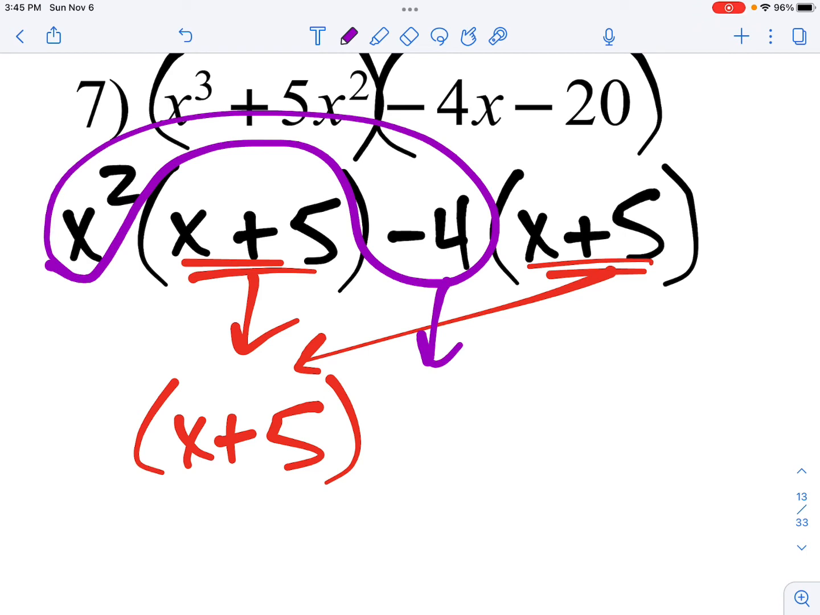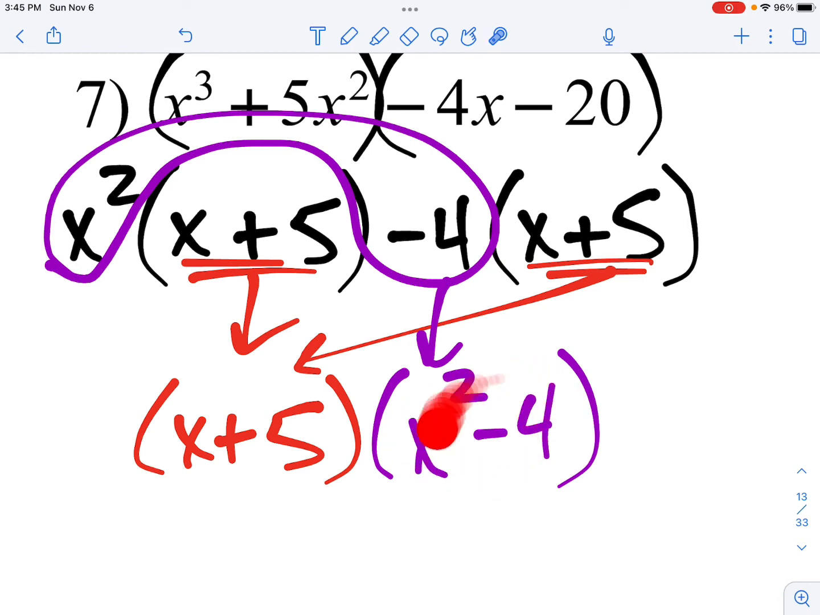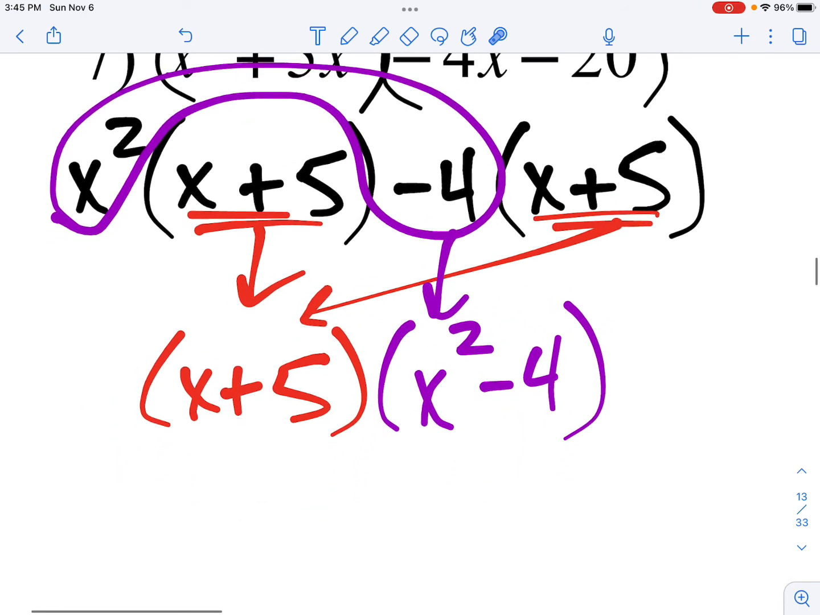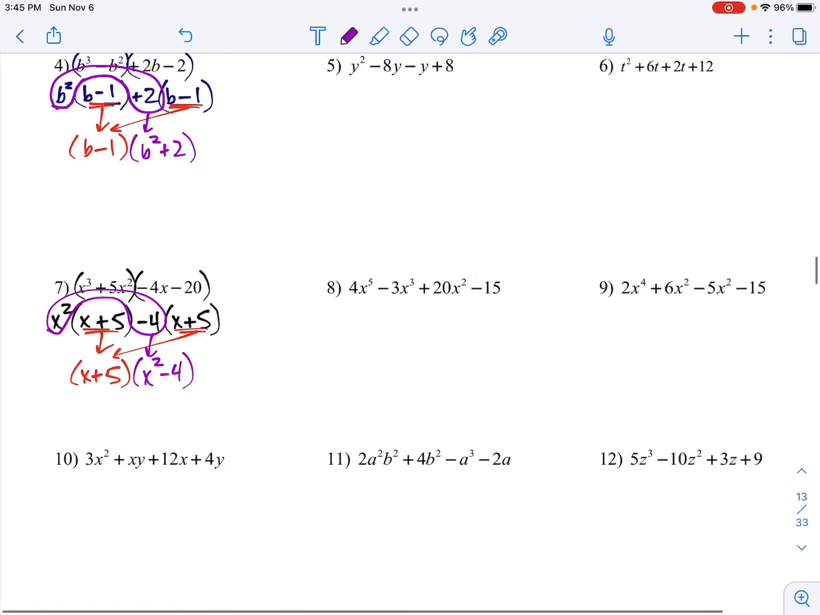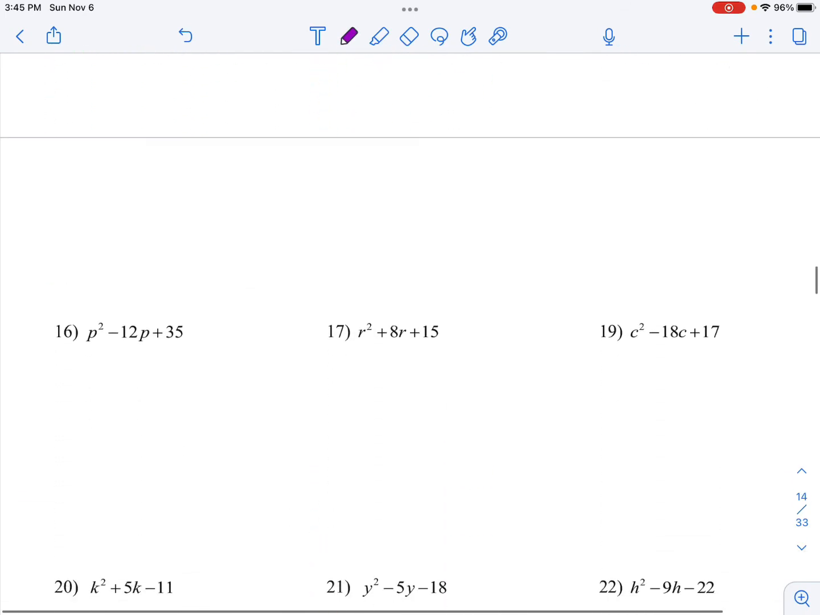X squared minus 4. Now, some of you who are paying super duper attention in Algebra 1 might notice that this factors a little bit more. We'll get to that later. That's not the point of this question. Let's leave it like that and move on. Now I'm going to go on to the back page and do a couple of those problems for you.